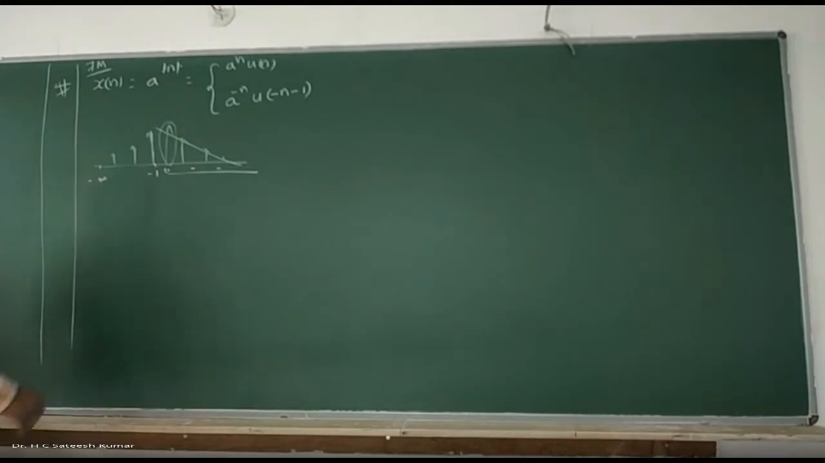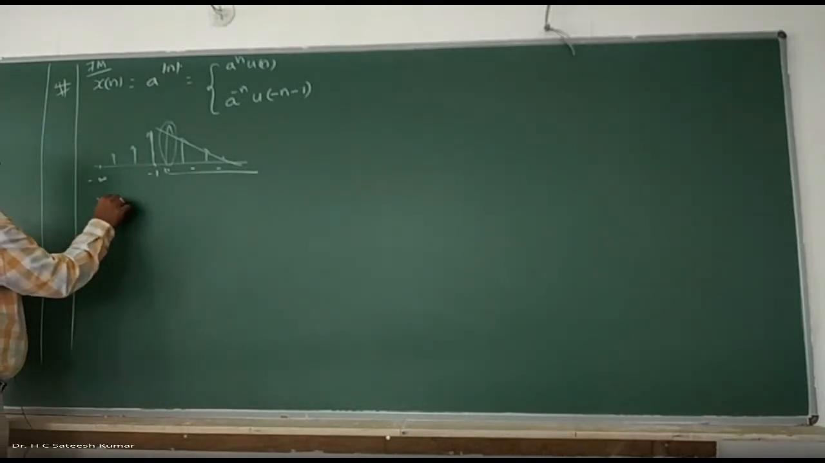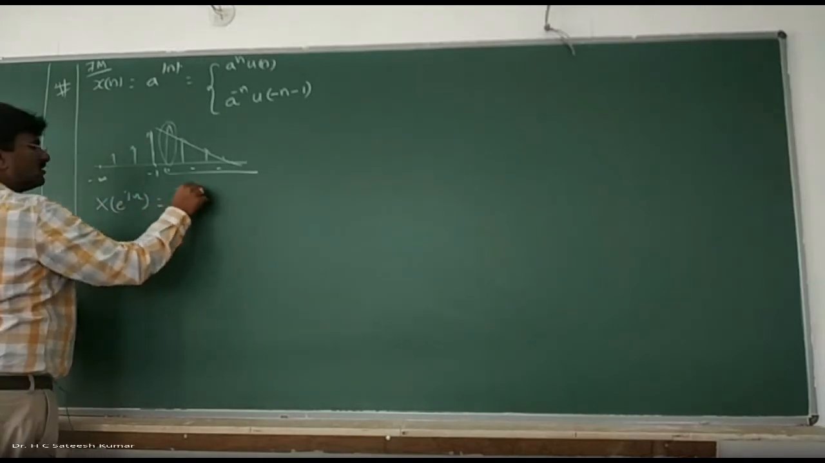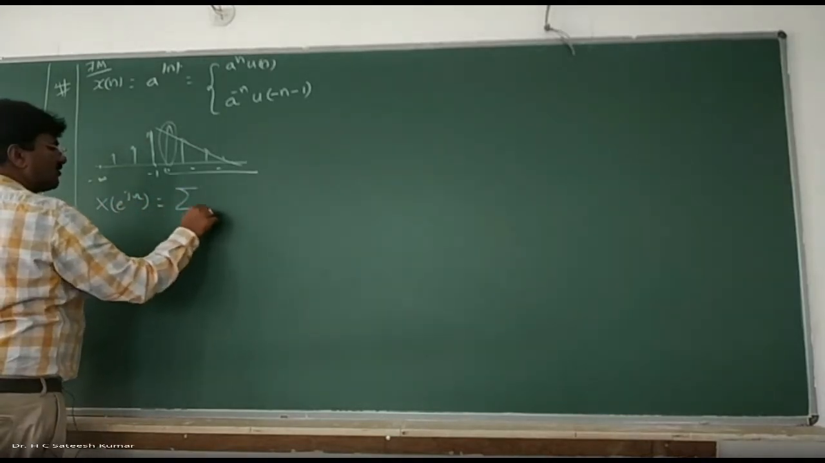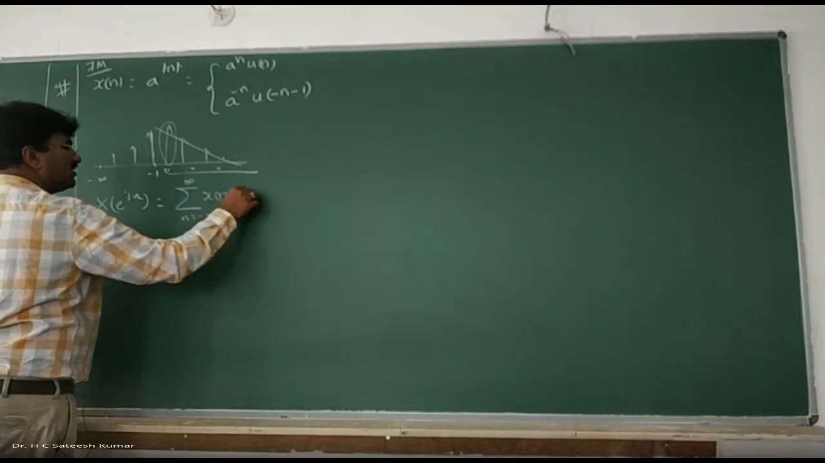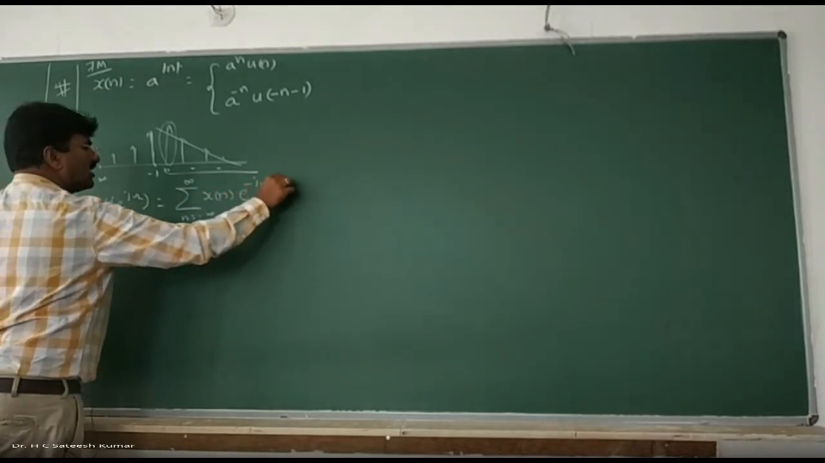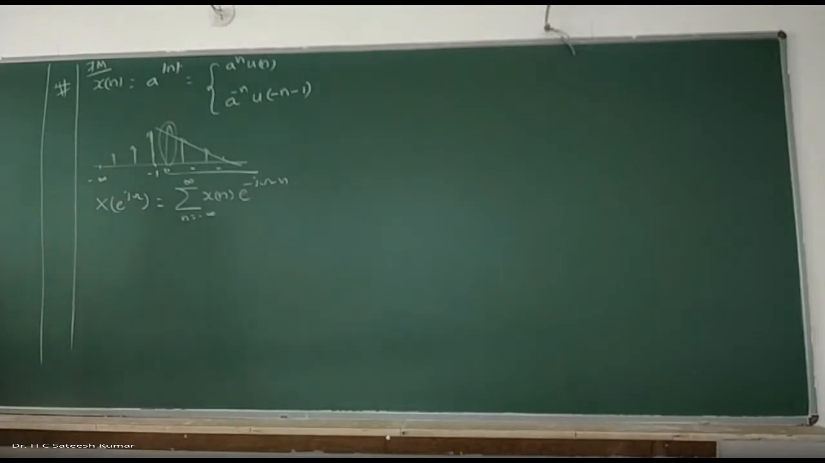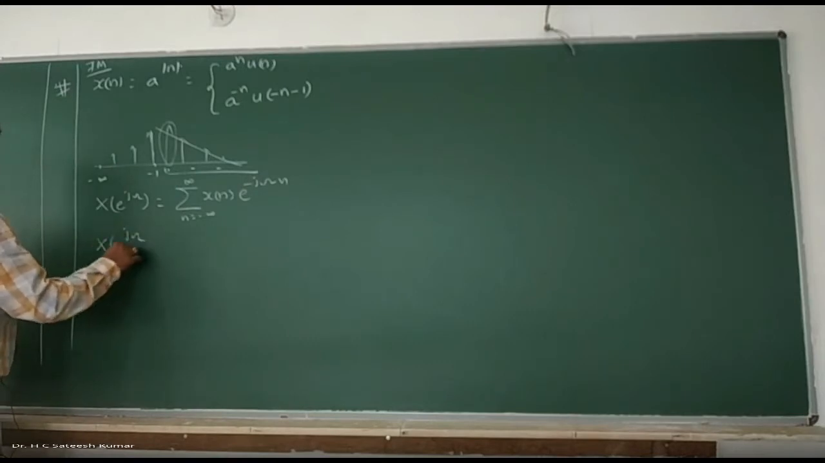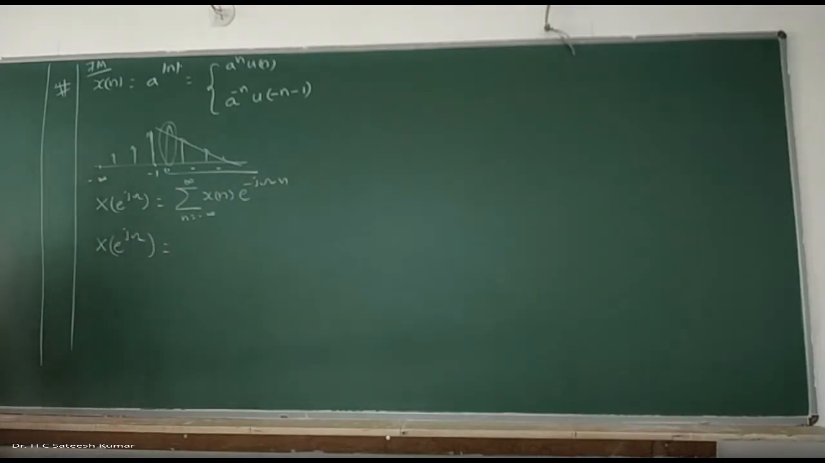Okay, so X of e to the power of j omega is equal to, by definition, summation n varies from minus infinity to plus infinity of x of n into e to the power of minus j omega n.